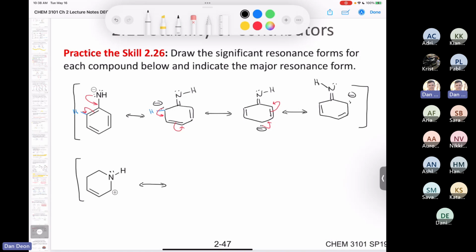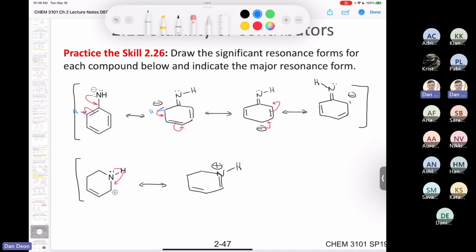You notice that we have a lone pair next to a carbocation. So that's one of the patterns. We could dump that pair of electrons in here, and we could stabilize that positive charge. So we could end up with something that looks like this. Now we have a double bond here, and now we have a positive charge on the nitrogen like that.